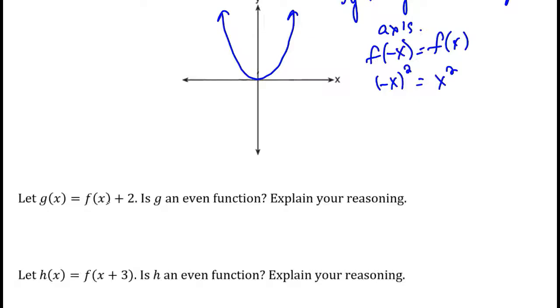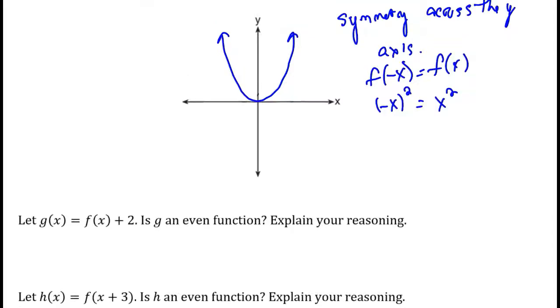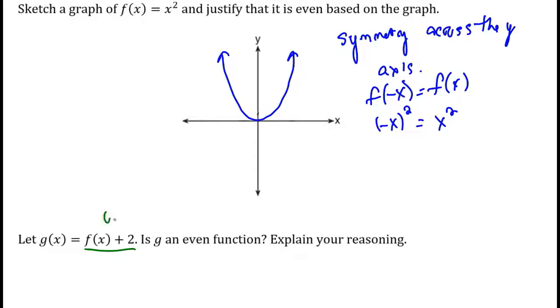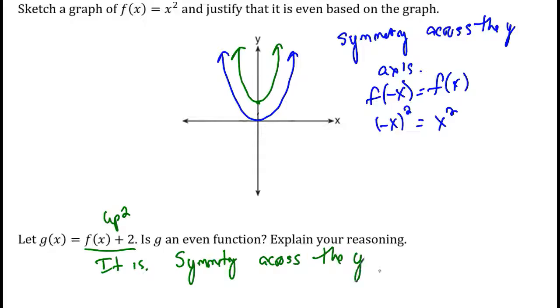Let g of x equal f of x plus 2. Is g even? Well, what shift happens here? That's a shift up 2. So if I take my parent function and shift it up 2, is it still symmetrical across the y-axis? Yes, it is. Because all I did was shift it up 2, I can still fold it across the y-axis and get the same thing on both sides. There is symmetry across the y-axis. I can reflect it across the y-axis and get the same function.